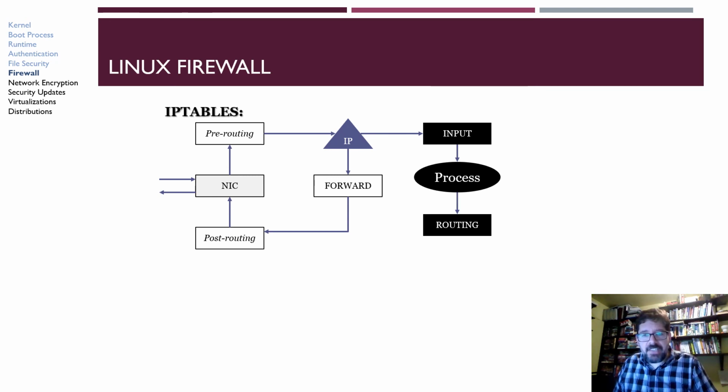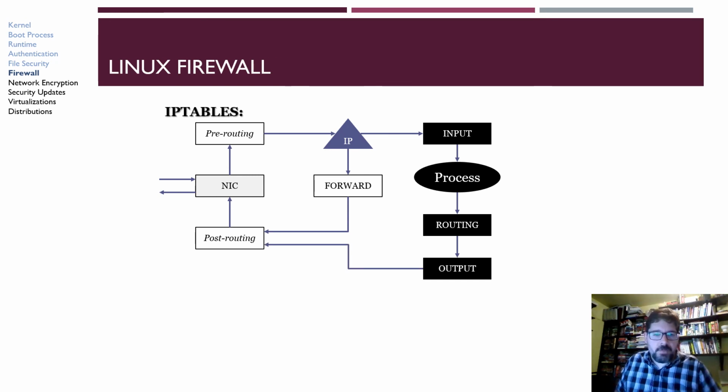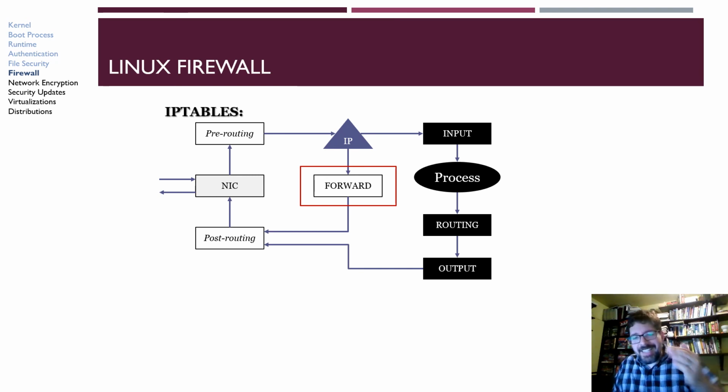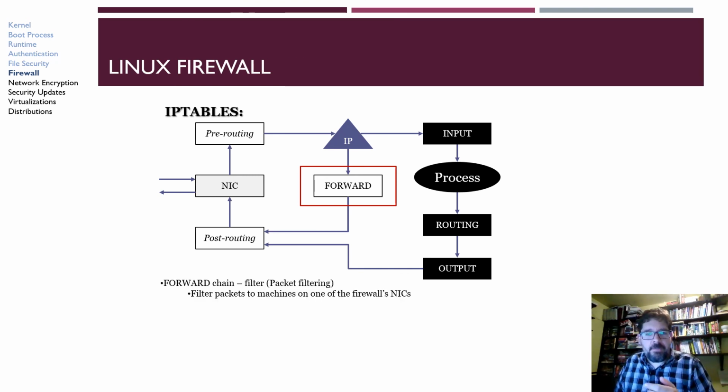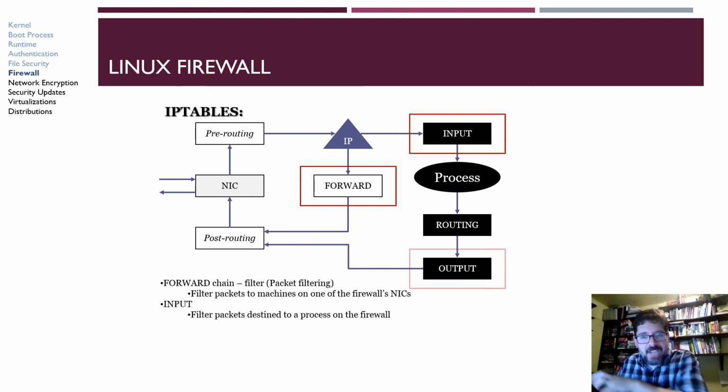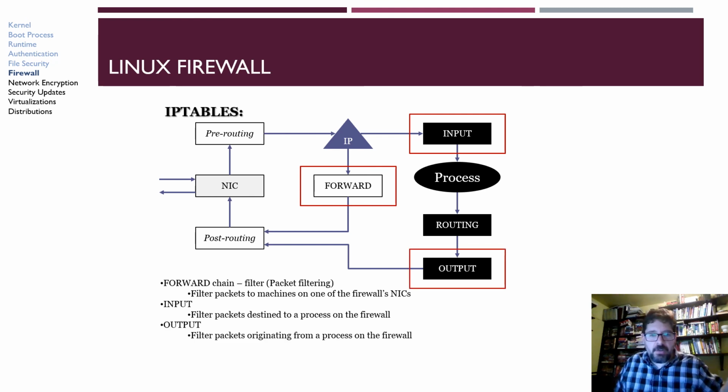If it goes to a process, the process either could generate new traffic or respond to something else, but in other cases, it's going to go to a routing chain, which then goes to the output chain to decide whether or not it's allowed out of the machine, and then off it goes to post-routing and out to wherever it needs to go. So primarily what we are going to work with in our firewalls in Linux is going to be either a forwarding chain, which is all the traffic that's going through our Linux machine but isn't destined for the machine itself, and then the input chain, which is traffic coming into our machine for a process, and then the output, which is stuff leaving our machine going somewhere else.